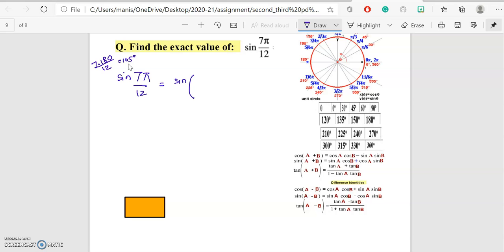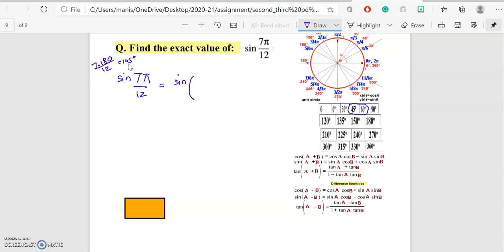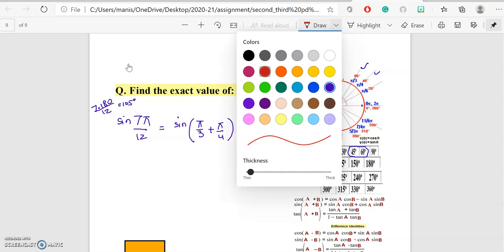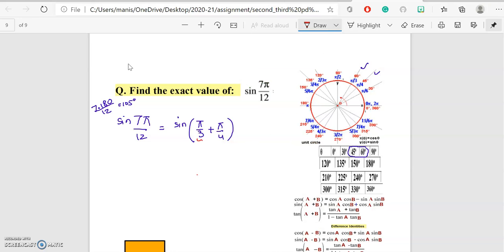Now, 105 means 60 plus 45. This is your 105 degrees. So I will go over here and look for the one which says 60. 60 is this one over here, and 45 is this. So it will be pi over 3 plus pi over 4. This is my 60 degrees and this is my 45 degrees. Now I have to apply the formula.